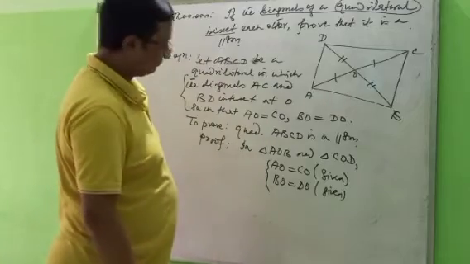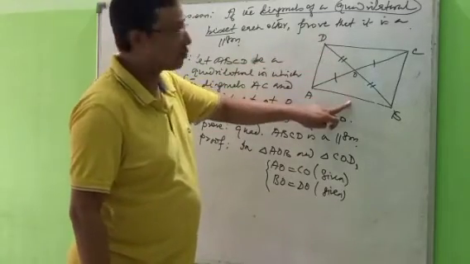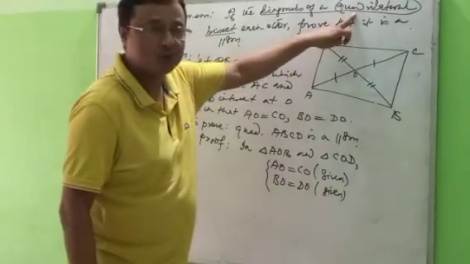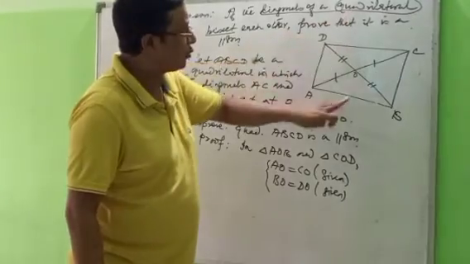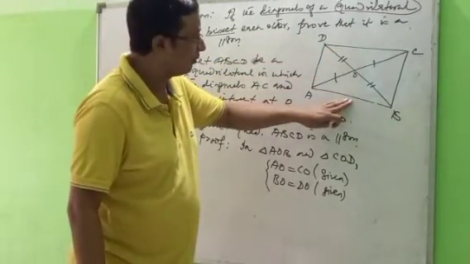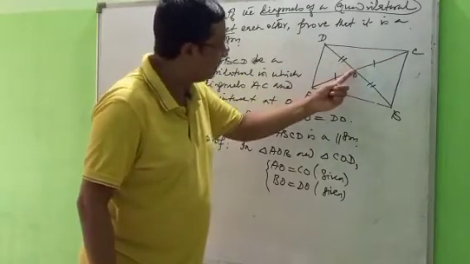Here they have not said that this is a parallelogram. So you can't take AB equals DC because this is only a quadrilateral. So you cannot take AB equals DC. That will be wrong.